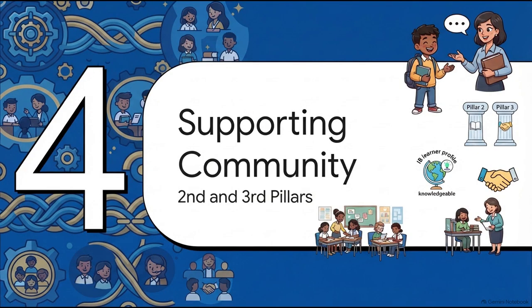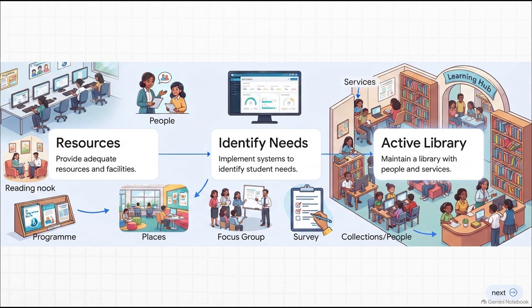All right, Section 4, supporting students and teachers, the second and third pillars. When it comes to supporting students, your environment has to hit a few practical steps. First, you've got to provide adequate facilities based on the program docs. Second, you need clear systems in place to actually identify what your students need. And step 3, this one's fantastic. You have to maintain an active library. But notice the IB's definition here. It's not just some quiet room full of dusty books. It's a dynamic, functioning hub combining people, places, collections, and services that extend learning. That's how you drive student success.